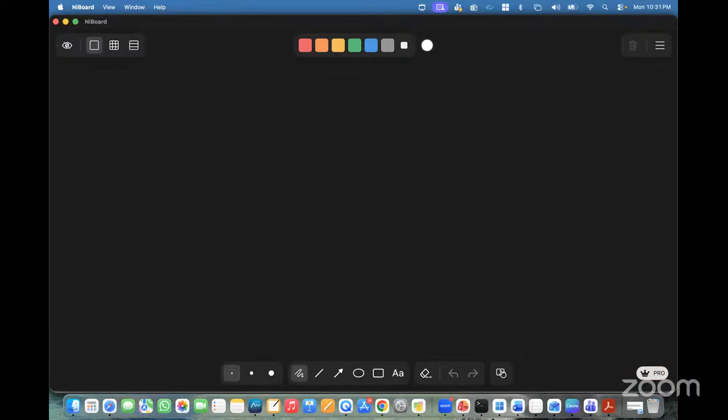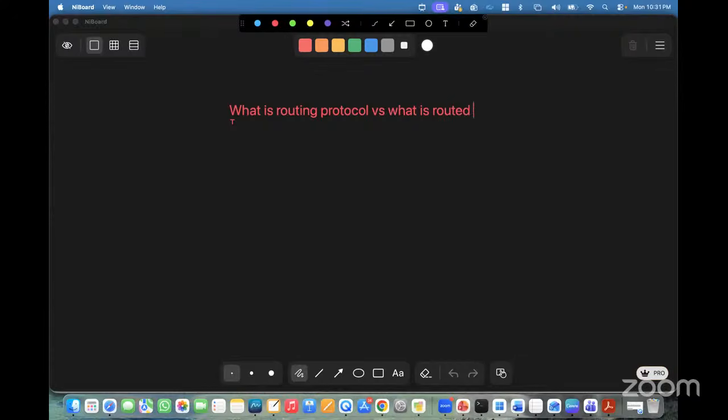Now, in terms of routing, we have two more very important concepts. One you are always going to be asked: what is a routed protocol versus what is a routing protocol? Does anyone know the difference between these? Anyone? Just raise your hand and say, yes, I know that, I'm very much aware of that. Not aware is also fine. But try to say it in Hindi if you're not able to speak in English.